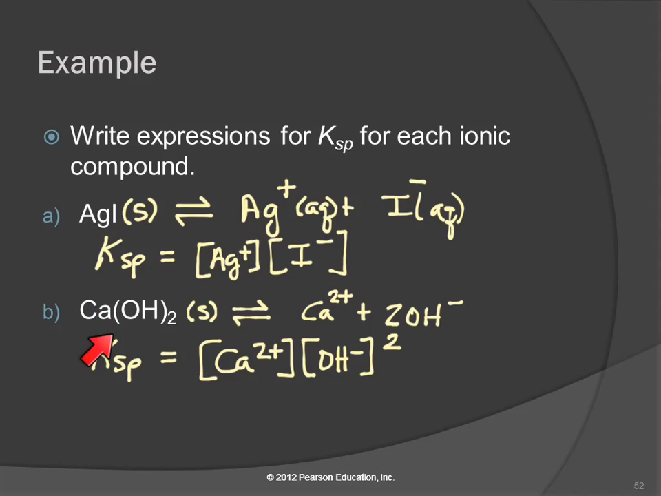What about with the calcium hydroxide? The calcium and the hydroxide ion, are those going to be the same? No, because for every one calcium ion, you get 2 hydroxide ions. So the hydroxide ion concentration is going to be twice as big as the calcium ion concentration. Okay? And there are some homework problems that are going to ask you things like that. And so you just have to kind of step back and think about it.